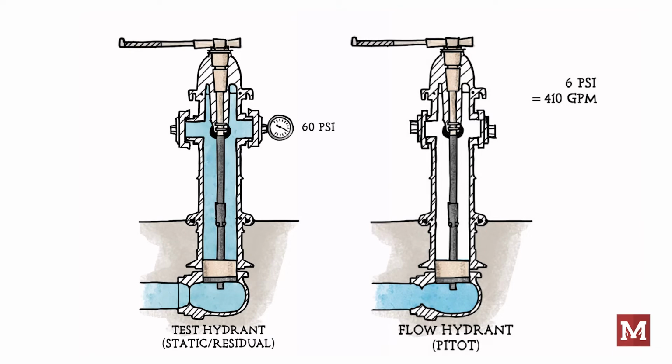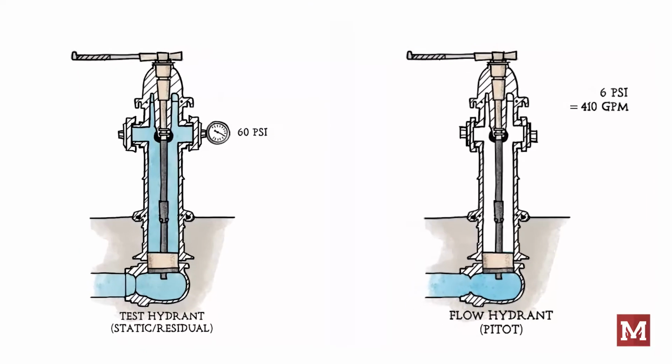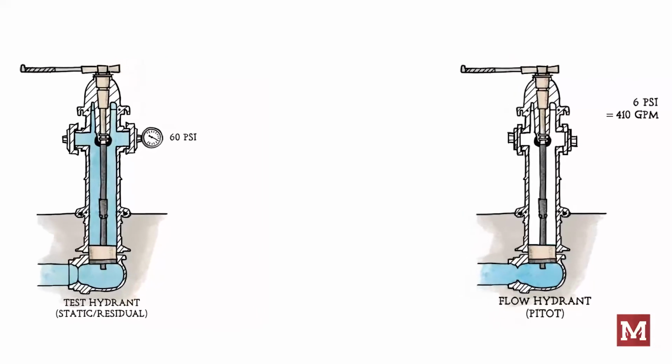Once we have our residual flow rate, which here is 410 GPM, and our residual pressure that was read from the test hydrant, which was 57 psi, we now have those two points that we can chart on our graph.